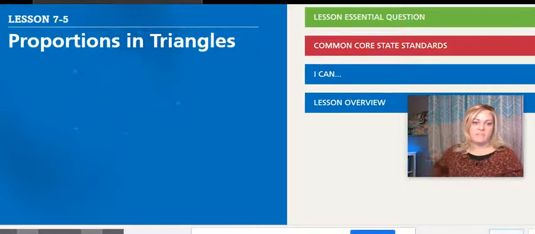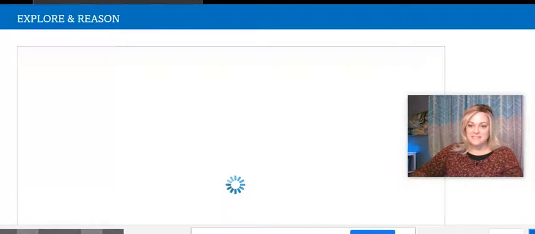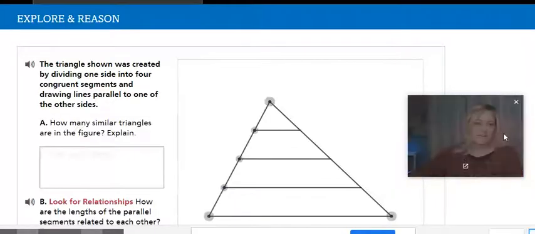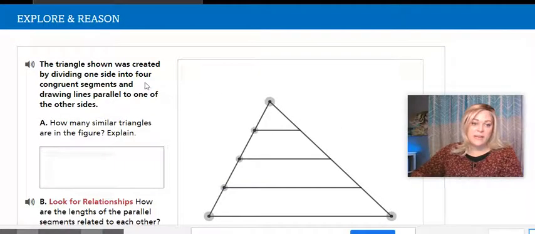Lesson 7.5, Proportions in Triangles. In this lesson, it starts out with a manipulative, which I love. It says the triangle shown was created by dividing one side into 4 congruent segments.